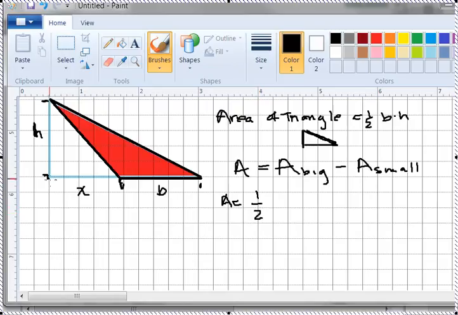But what is the base here? Is it just B? I'm talking about the blue triangle. The base there is actually B plus X, times height. Do you see what I mean? This length from here to here is X, and this length from here to here is B. So the length from here to here is B plus X. Agree or disagree?